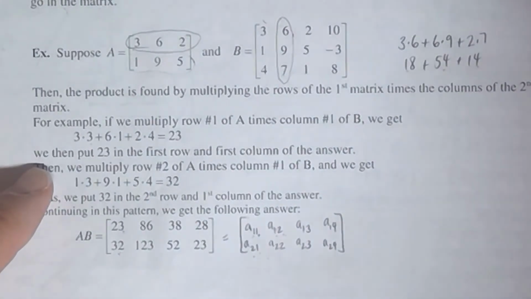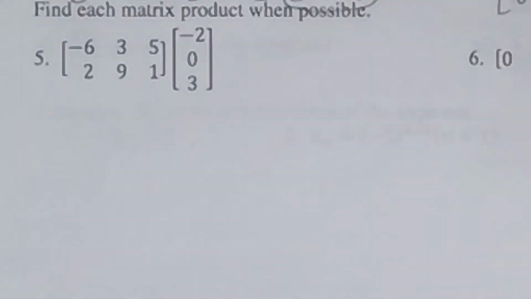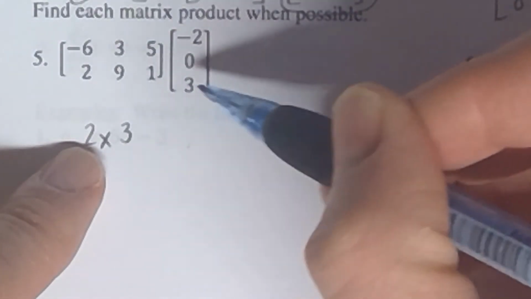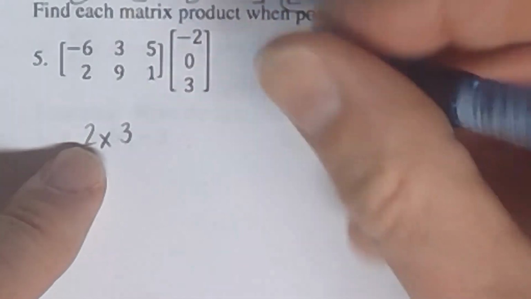Let's go ahead and practice it on some problems that haven't been done already. Now, in number 5 here, the way to figure out if you can multiply it or not is to write out the size of each matrix, like I did earlier when it was 2 by 3 and 3 by 4. So this one is also going to be a 2 by 3 because it's got 2 rows and 3 columns. Remember, the row number always goes first. And then this little skinny one is 3 rows and 1 column.